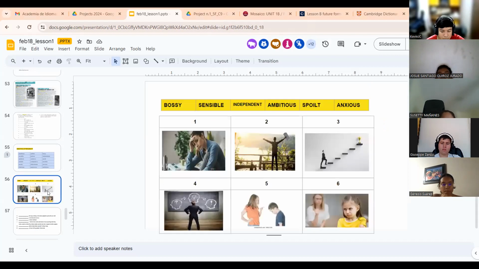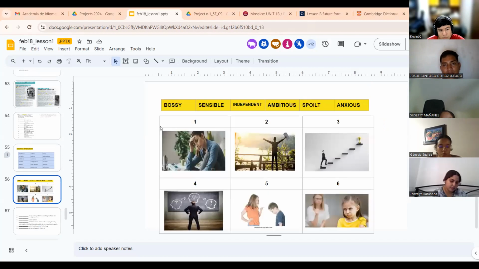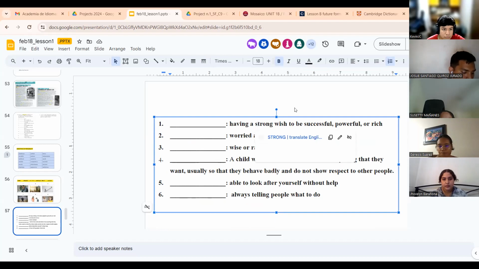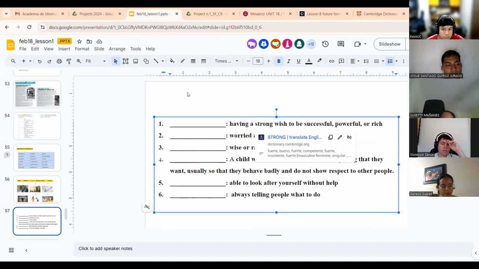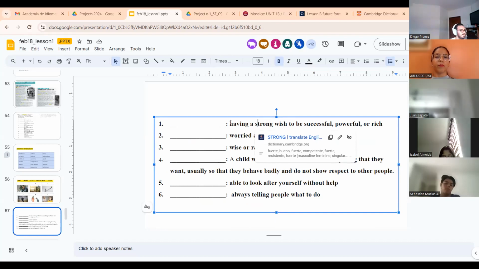Okay, now we're gonna use these definitions. You need to use the previous words: bossy, sensible, independent, ambitious, spoiled, and anxious. Match the word with the definition. Okay, volunteers. Okay, Diego, the first one, read the definition first, please. Having a strong wish to be successful, powerful, or rich.